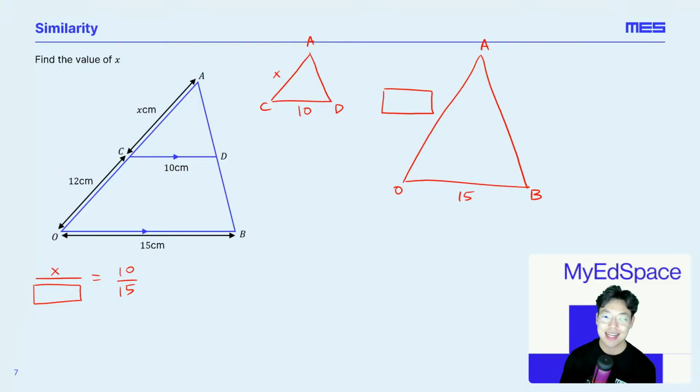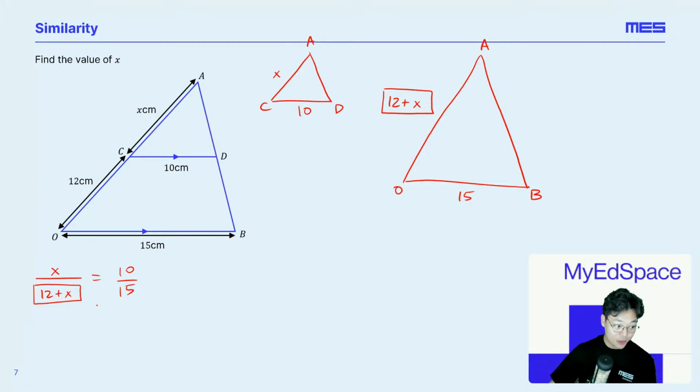All right, Maddie has an answer. Maddie says 12 plus x, comma 15. All right. Yes, the 15 is from the OB. But AO, yes, we want to add 12 plus x. Great stuff, Maddie. Great stuff. So we have 12 plus x here.